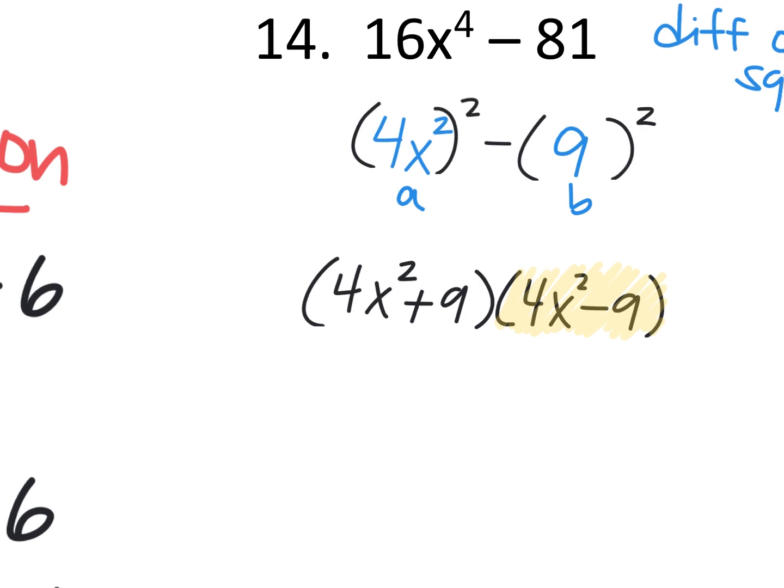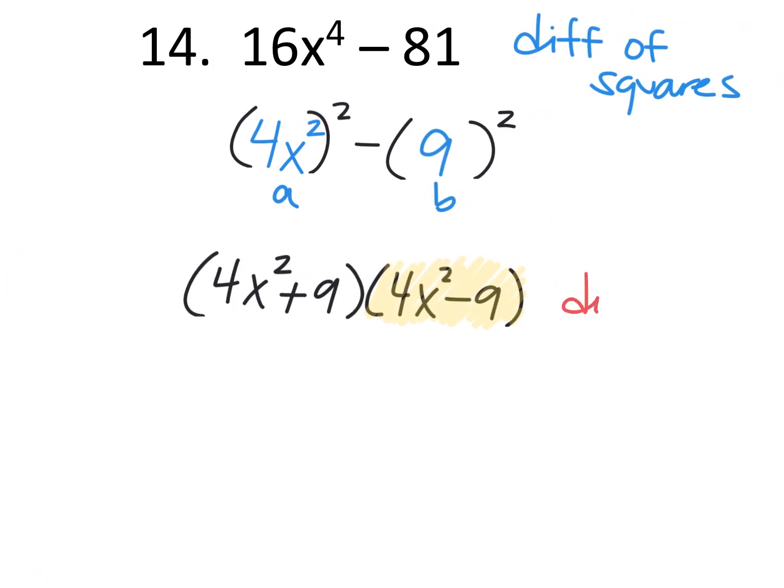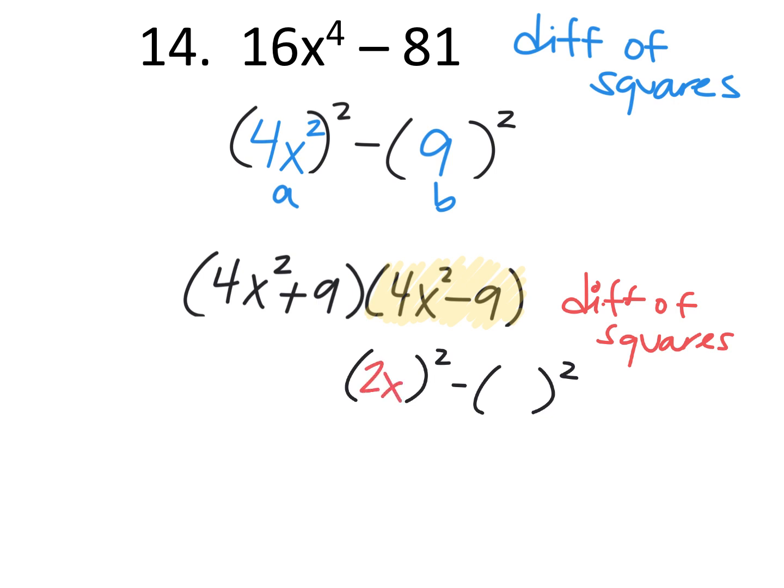I know you're excited. So now we're going to do it again. And you see a lot of this on Delta Math, saying it's wrong. If you have something like x squared minus 1 or 4x squared minus 9, it's because it's not done. You have to do it again. So let's rewrite this as something squared minus something squared. We know the square root of 4 is 2, so it's 2x squared. And the square root of 9 is 3, so it's 3 squared. So 2x squared minus 3 squared.